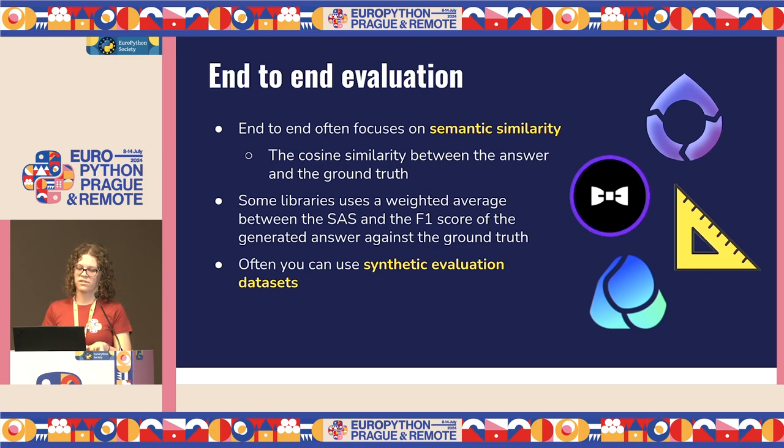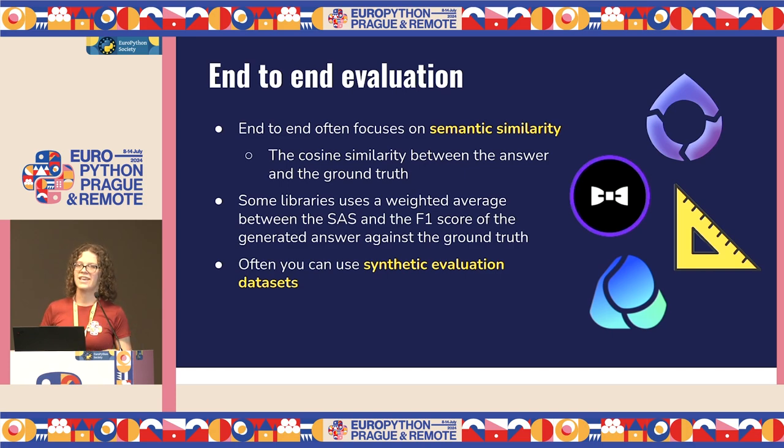Some libraries also use a weighted average between the semantic answer similarity and the F1 score, because some questions need to contain keywords. As I said, if you're asking what's the capital of France, you can measure with the F1 metric if Paris is present. And that's already a bit better than semantic similarity alone. So you might also make a weighted average here, depending on whether your application is supposed to answer in a specific way.